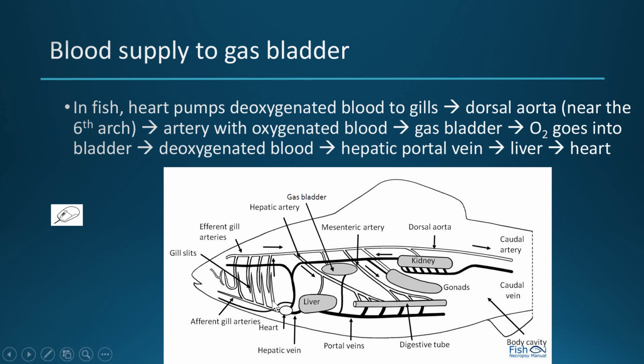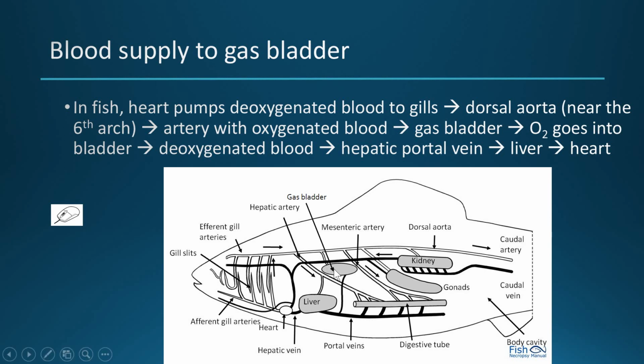And so how it works is that blood will leave the heart, go through the gills to obtain oxygen, and then after it's out of the gills and it's got oxygen, there'll be a blood vessel that sends it over to the gas bladder. Most of the time, as they're showing it here, it's hooked up really close to that 6th arch. And that's important. I'll get to that later.